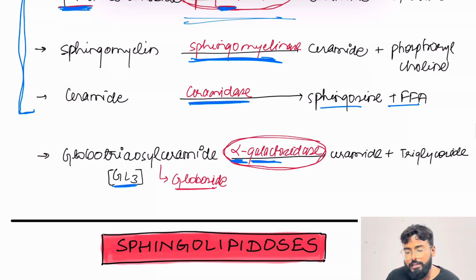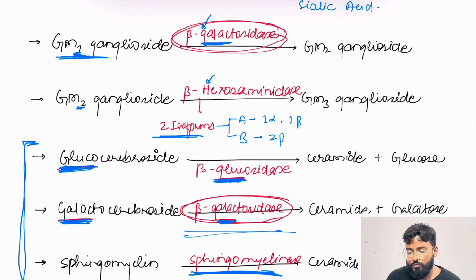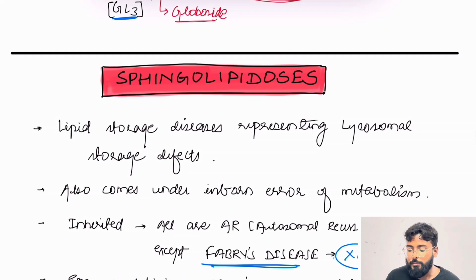The only place where you are going to see alpha is your globoside, which is very different. That is where you will see alpha galactosidase. So that's how I remember, and that's how you can remember. If you have any other tricks to remember, that's also good, you can remember by that.